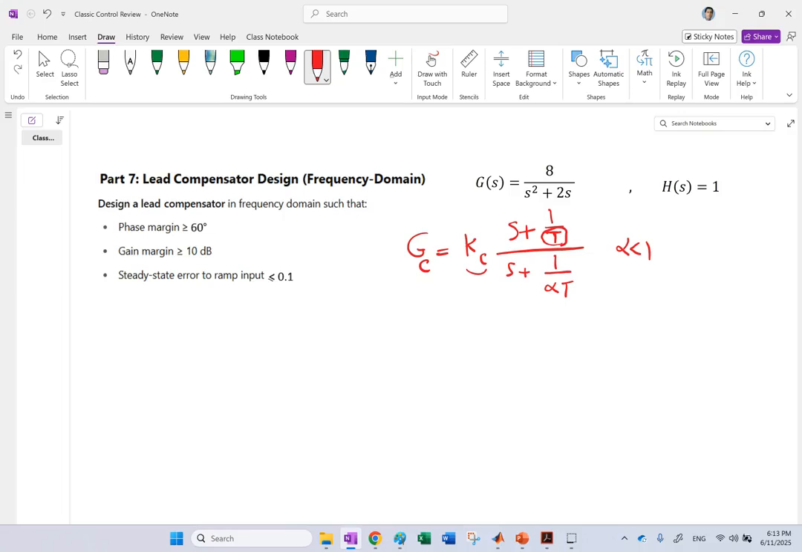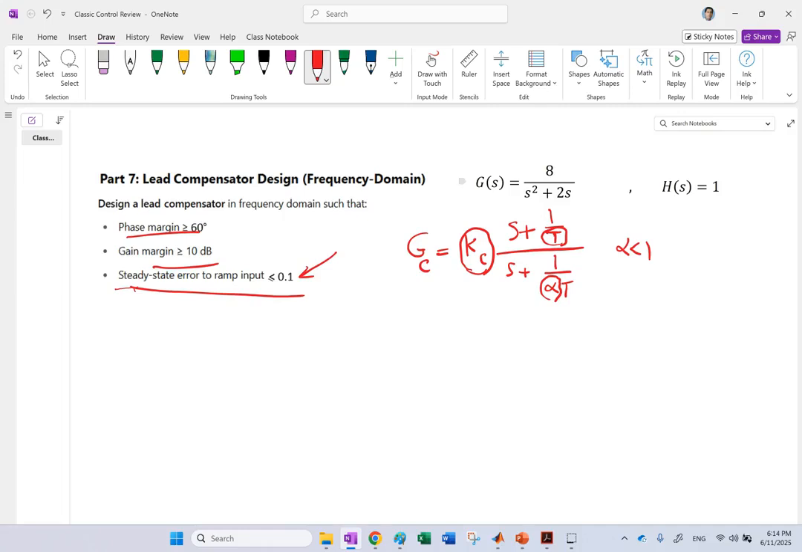Okay, if we can determine these three parameters to satisfy these needs, guess what? We have designed our lead compensator. So how do we do it? The first step is to make sure that we set this gain Kc such that the steady state error requirement is satisfied. So the first place that we go over is the last one here.